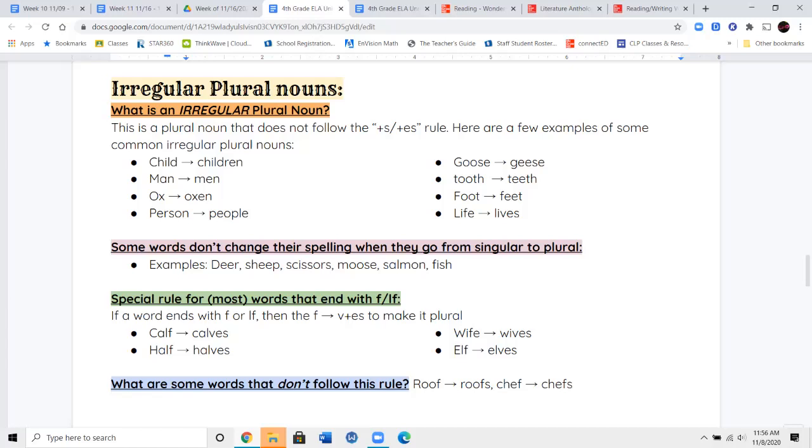Now, there are two words that I can think of that don't follow this rule. So roof stays roofs and chef stays chefs. But the other ones do change.